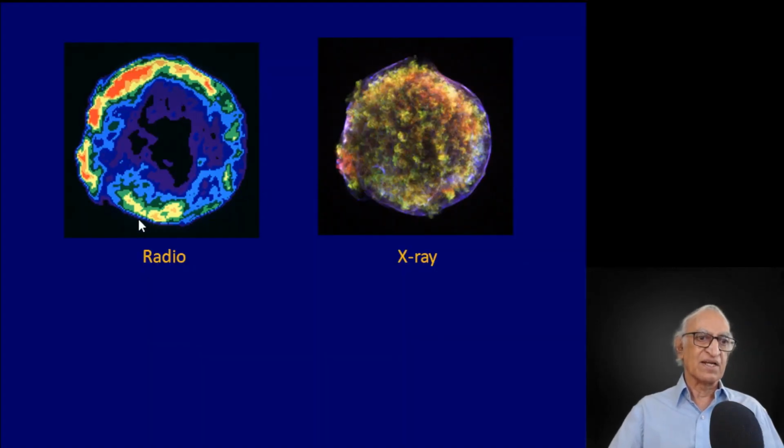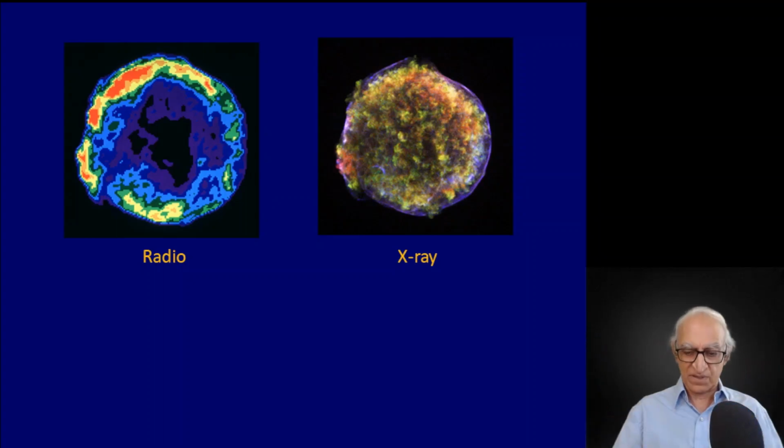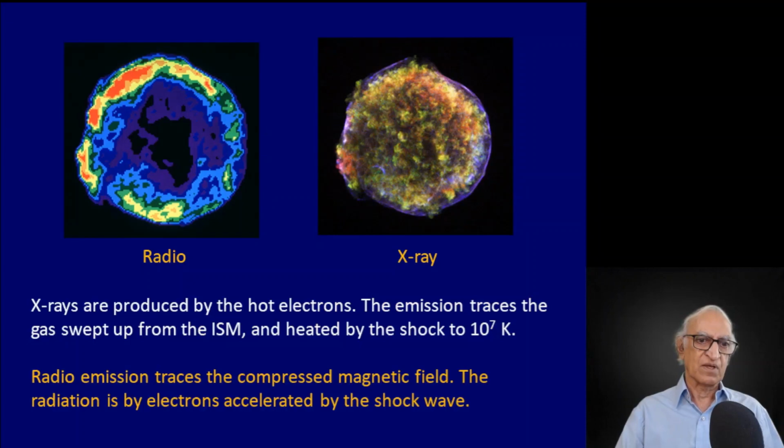So here is the same supernova remnant. This is synchrotron radiation from Tycho's supernova remnant. This is Bremsstrahlung X-ray radiation from the same supernova remnant, and what you see here is the hot 10 million degree gas which has been swept up by the expanding blast wave and heated and compressed by the shock wave.